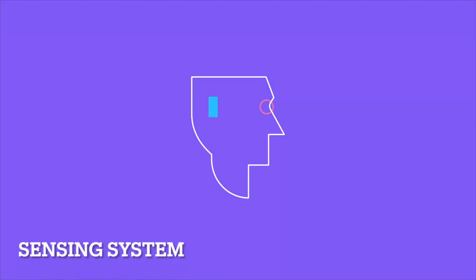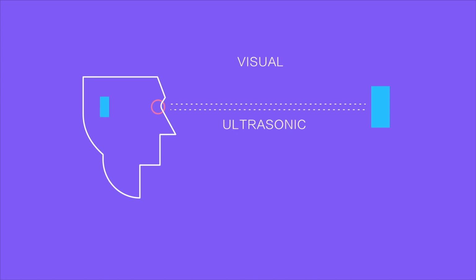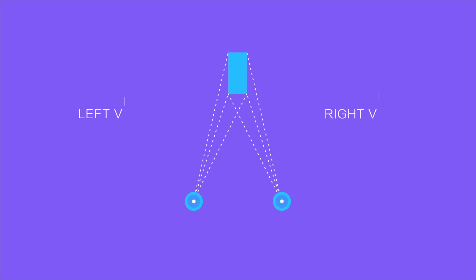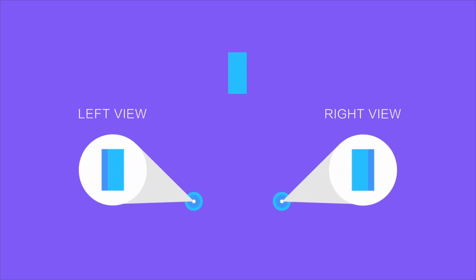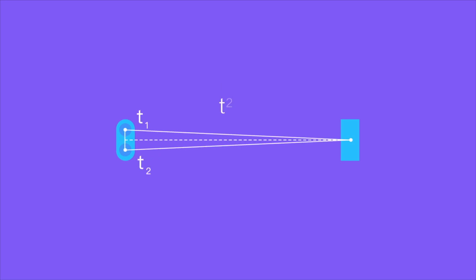Like the human eye, the perception system receives the environmental information via visual, ultrasonic, and infrared sensors or millimeter wave radar. Binocular vision simulates human vision through a set of cameras that observe an object from 2 points to acquire images from different viewpoints. With these images, the 3D information of the object is calculated by triangulation. Ultrasonic sensor, infrared sensor, or millimeter wave radar calculates the distance to an object by triangulation based on the time difference between signal transmission and reception.